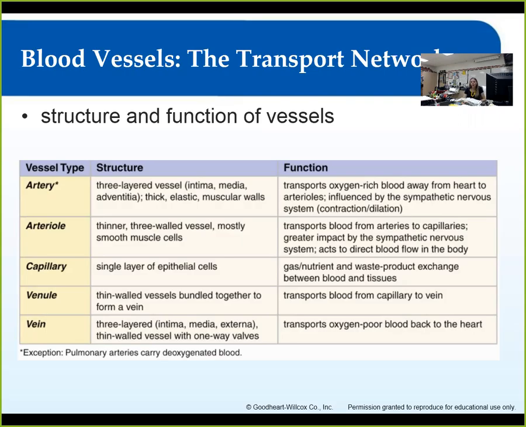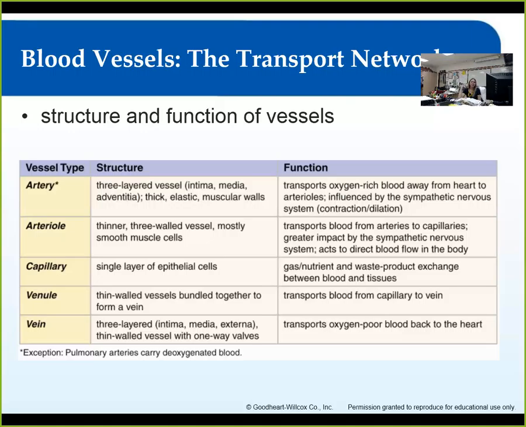Okay, an arteriole is basically just a really tiny artery. So it still has 3 walls, but it's mostly smooth muscle cells. It doesn't have that big, thick, elastic wall to it.